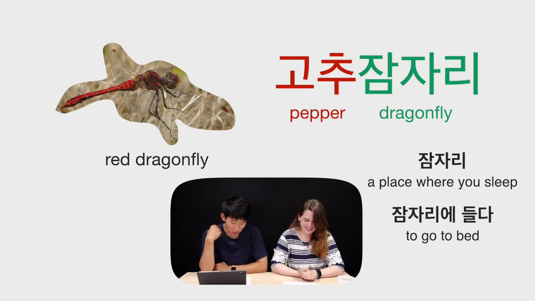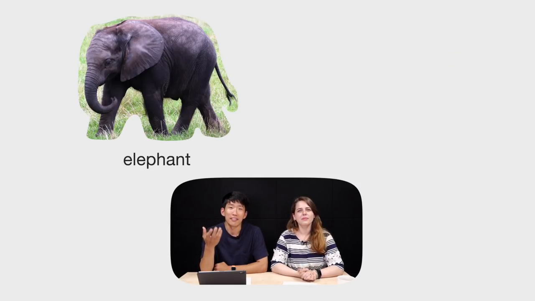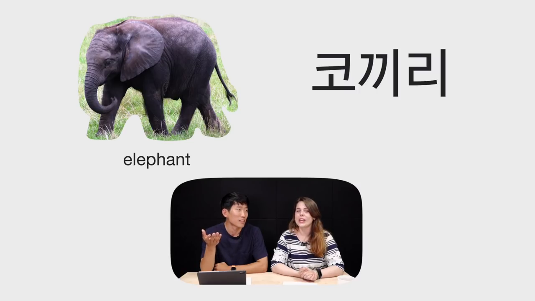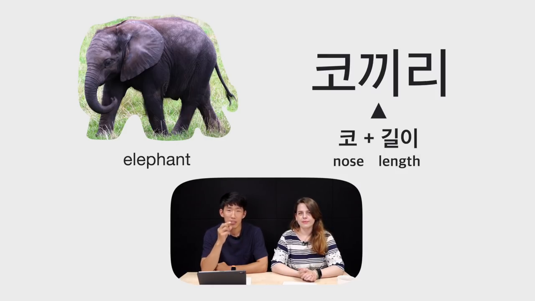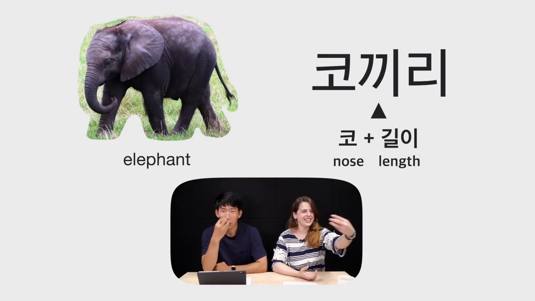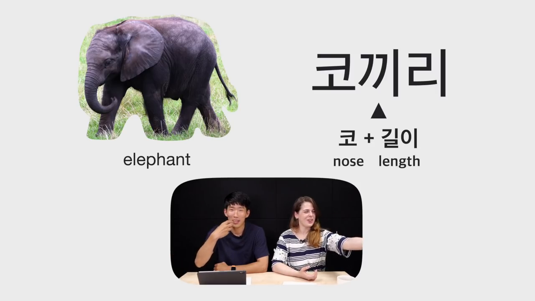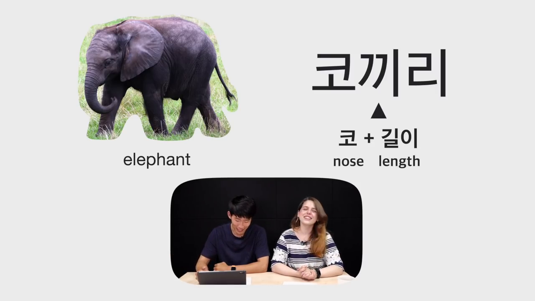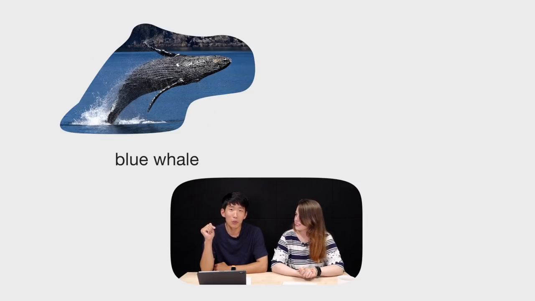And then we have a few more. Elephant, 코끼리. Many people might not know that 코끼리 actually came from 코 plus 끼리. 코 is nose, and the elephant's is long. Long nose. So elephant, 코끼리.